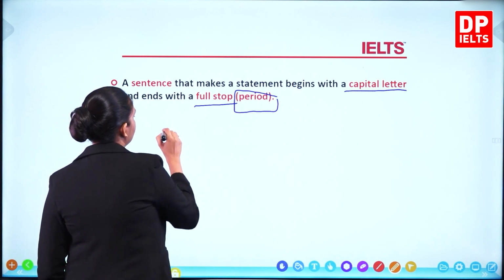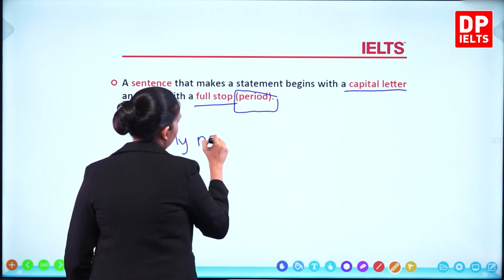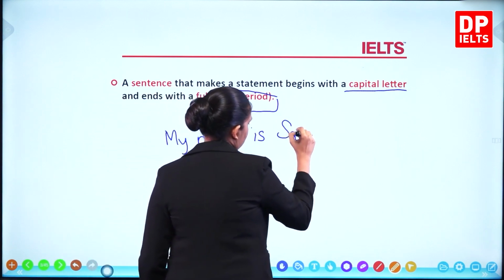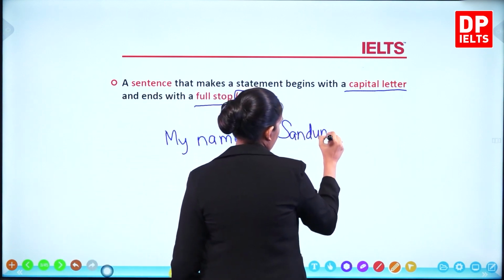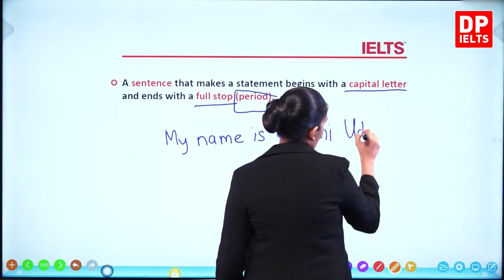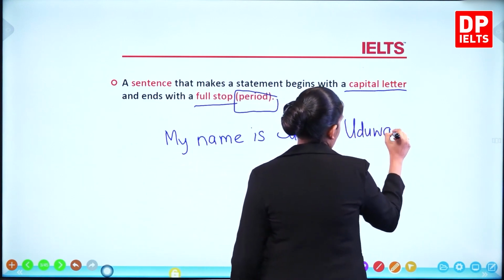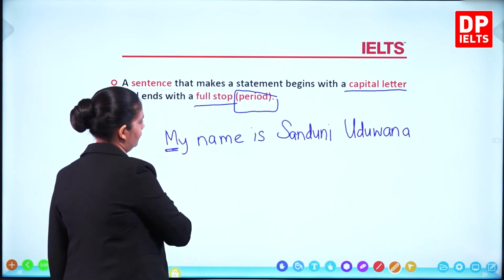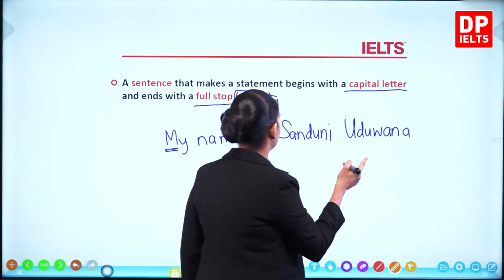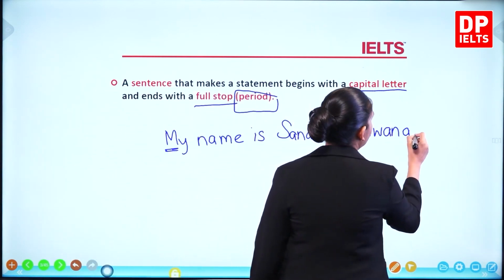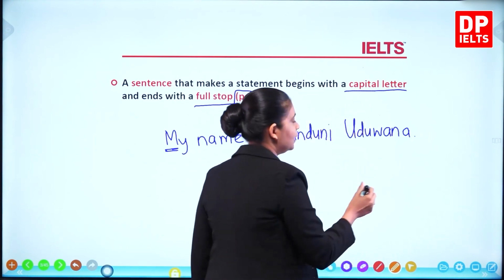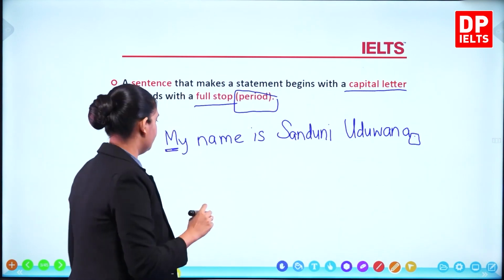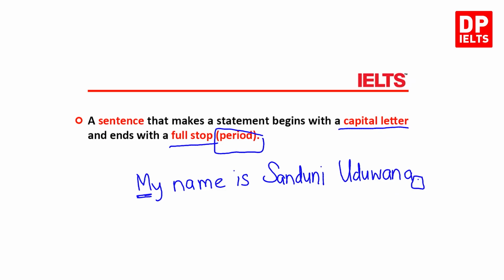Example: My name is Sanduni Uduvana. Okay, so it starts with a capital letter and it ends with a full stop, or we call it a period. Okay, my name is Sanduni Uduvana.